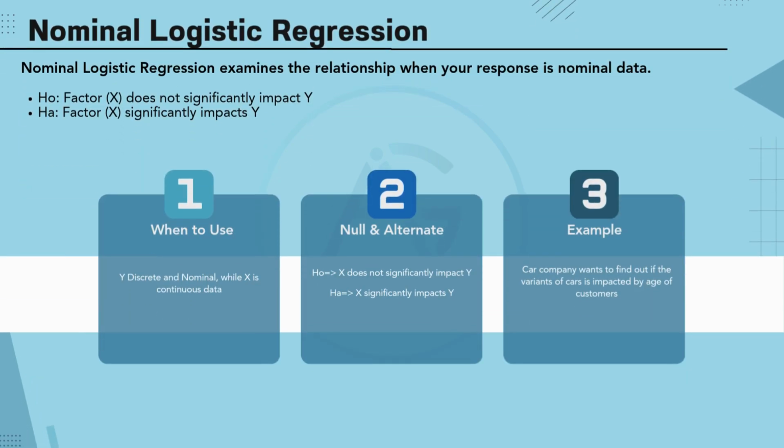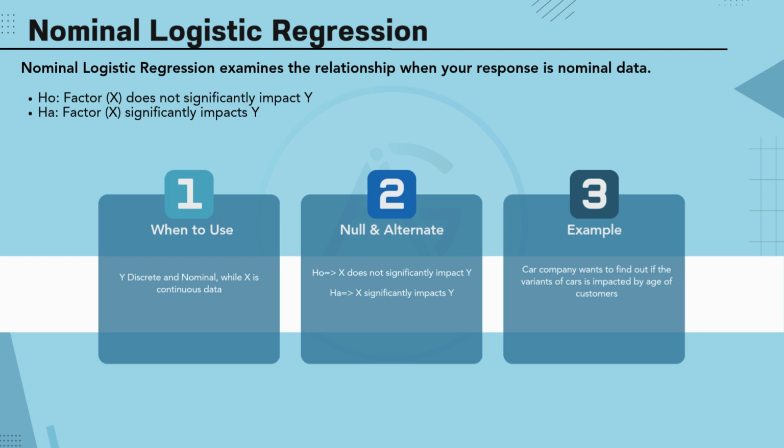Let's now explore nominal logistic regression, which is used when our dependent variable is nominal, meaning the categories do not have any natural order. For example, types of vehicles, colors, customer complaint types, etc. When to use it? We apply nominal logistic regression when, one, the Y variable is discrete and nominal, such as car model, customer type, or issue type. Two, the X variable is continuous, like age, income, or time. This model allows us to understand if and how the independent variable influences the likelihood of each nominal category.